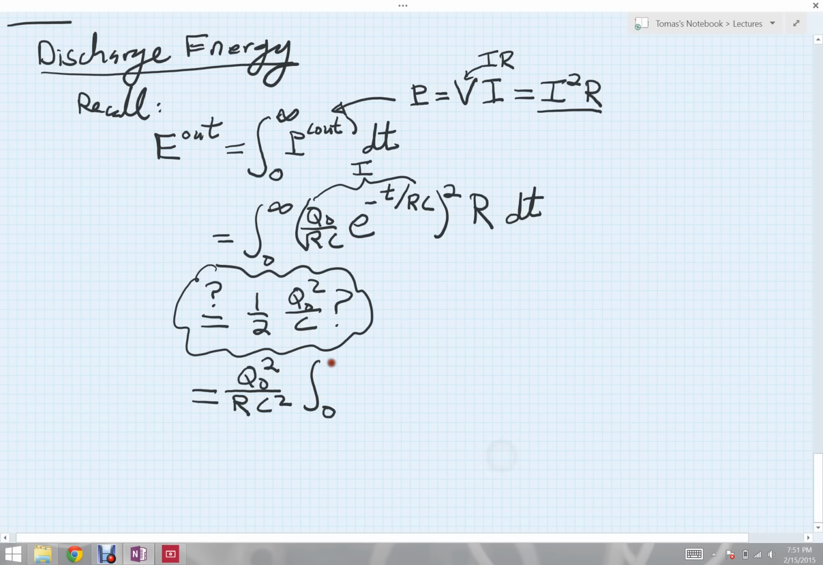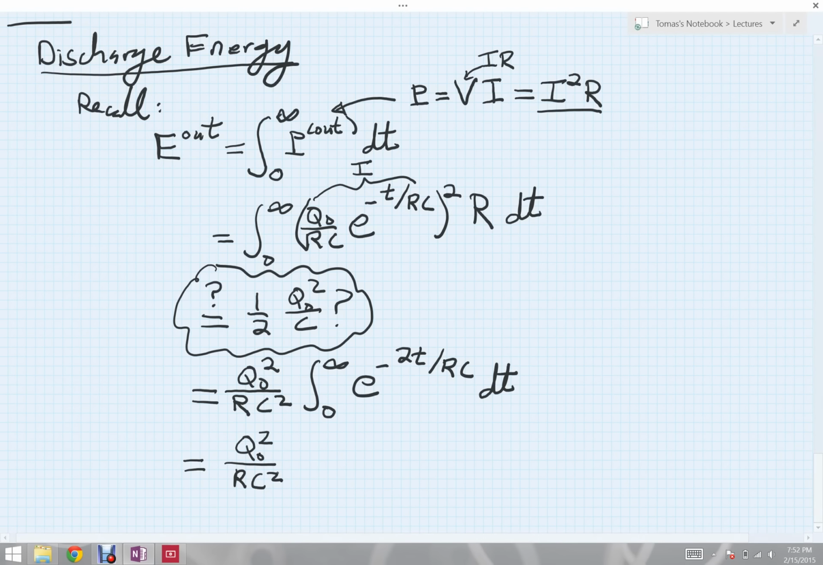integral from 0 to infinity of e to the power... Now I'm squaring my exponential. Remember, squaring an exponent just doubles the exponent. So this is minus 2t divided by RC, and that's integrated over time dt. We're getting closer now. I can reproduce my constants. Q squared on RC squared. Oh boy, it's almost going to be a miracle if this thing works.